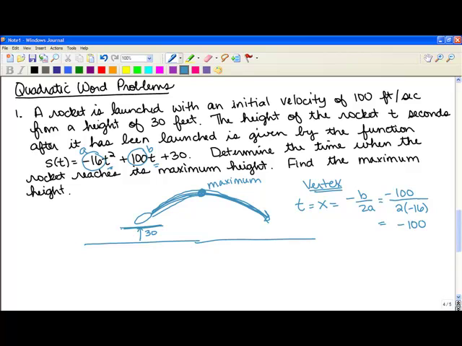So that turns out to be negative 100 divided by negative 32. And we can divide that in our calculator. If we take 100 divided by 32, we get 3.125. These negatives will cancel out. Alright, so this means that t is 3.125, and that is how long it'll take for the rocket to reach the maximum. This would be in seconds.